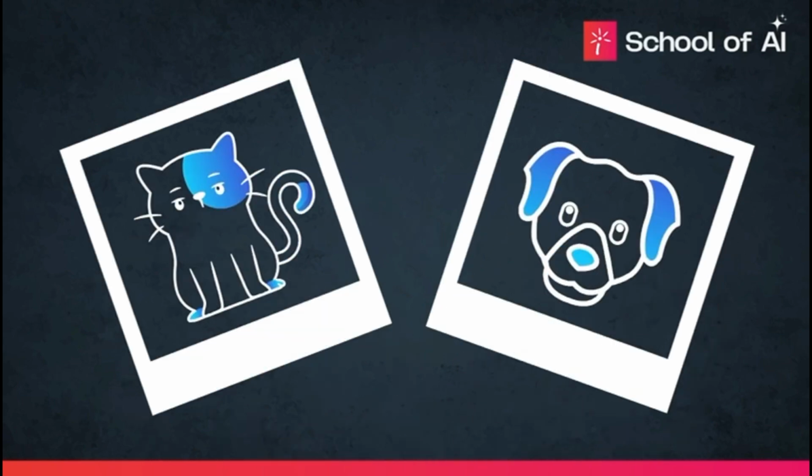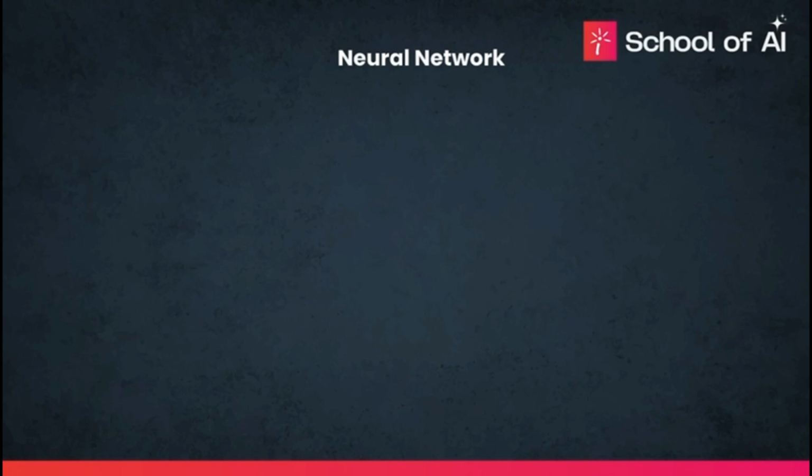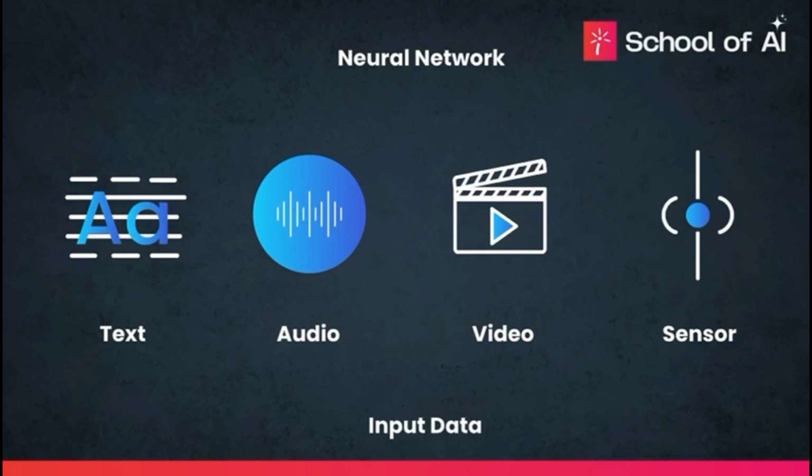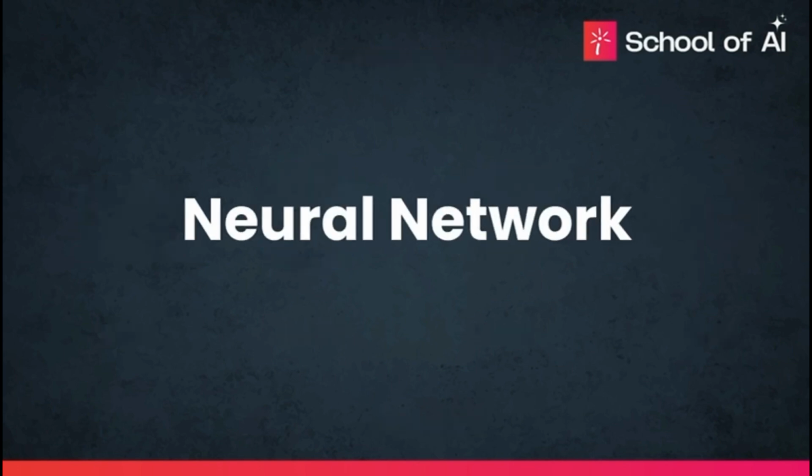And it's not just images. Neural networks can analyze text, sound, video. Basically, anything that can be turned into numbers can be understood through this powerful process.